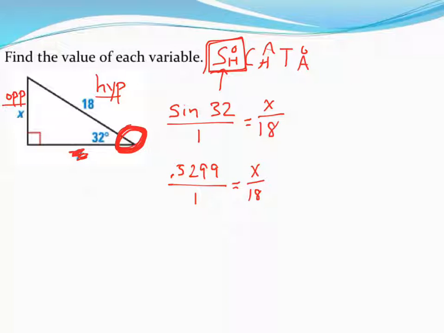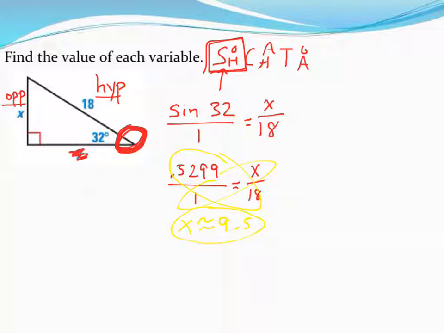At this point, I'm going to solve the proportion by cross multiplying, so 1 times x is just x. And when I cross multiply the other way, 0.5299 times 18, that'll get me the answer. So let me just do that. 18 times 0.5299. I come up with an answer of about 9.5. Depending on where you rounded, you may be a little bit off. As long as you're within the ballpark, that should be fine.